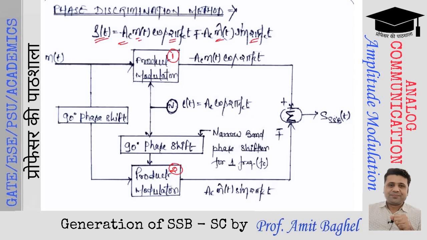Now let us observe what all the inputs will be given to these product modulators. So input 1 is message signal m(t), and input 2 is carrier signal c(t). Expression of carrier signal is always Ac cos 2 pi fc t. Hence, this is a single tone carrier signal which contains only one frequency, which is carrier frequency fc. Right? So in this block diagram, we have seen two product modulators. The inputs to the two product modulators will be message signal m(t) and carrier signal c(t).